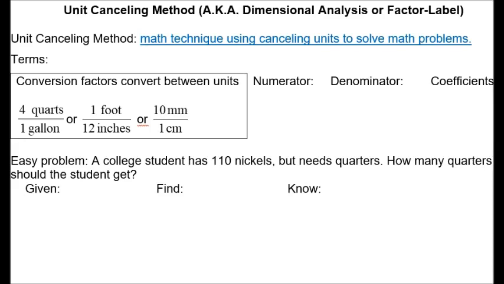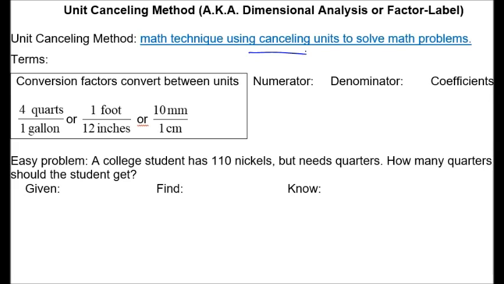We're going to look at the unit canceling method. This is also known as dimensional analysis or the factor label method. The unit canceling method is a math technique that uses canceling units to solve math problems. There's some terms you should be familiar with.